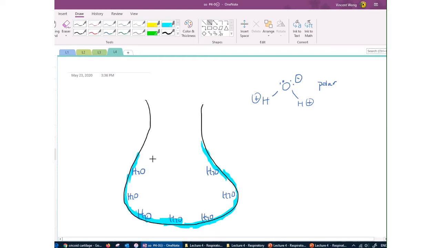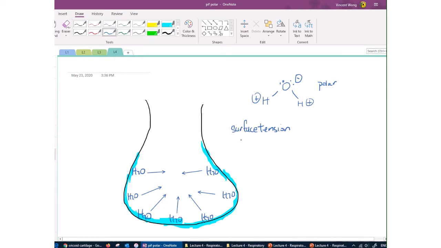So imagine this is like a plastic bag, and then you have magnets on the inside, and all these water molecules, because they're polar, are going to be attracted to each other. So that actually creates what we call surface tension. And surface tension in this case is going to cause the alveoli to collapse. And if you have too much surface tension, you are going to have a difficult time inhaling.